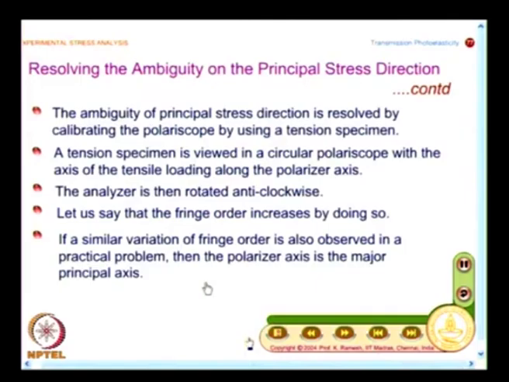So, you need to have some kind of calibration of the polariscope. I said this is part and parcel of any experimentation. If you want theta for the major principal stress direction and minor principal stress direction to be determined, that kind of association needs to be done.